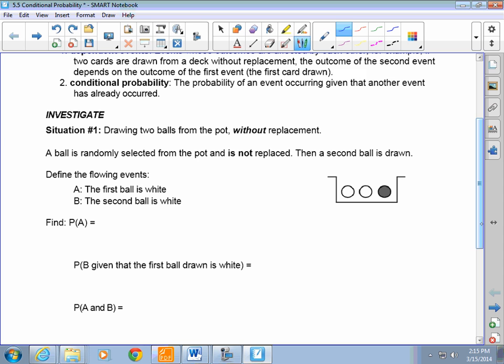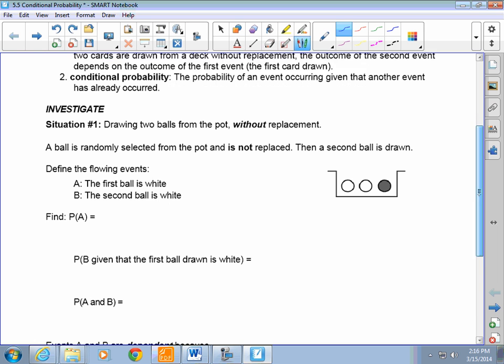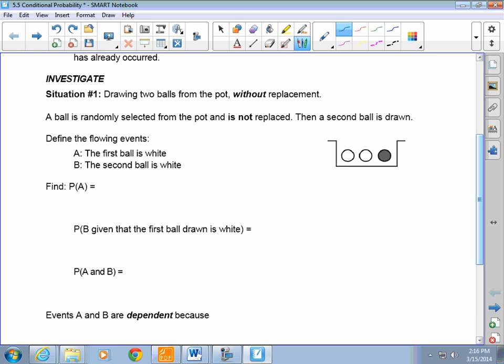So we're taking a look at a situation here where we're drawing two balls from the pot without replacement. A ball is randomly selected from the pot and it is not replaced. Then a second ball is drawn. Define the following events. A is that the first ball drawn is white, and B is that the second ball drawn is white. So if I take a look at the pot here with my two white and one gray balls, then if event A were to happen, that is a probability of selecting a white.